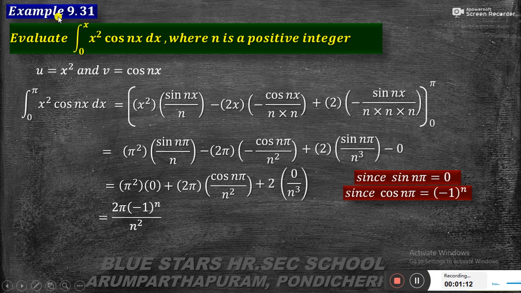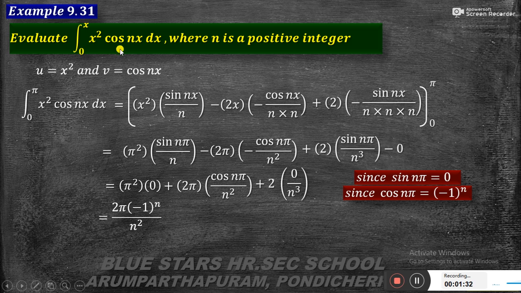So now we discuss example 9.31. Evaluate integral 0 to pi, the upper limit is pi, x square cos nx dx, where n is a positive integer. Here you see there are two functions, one is x square, another one is cos nx.